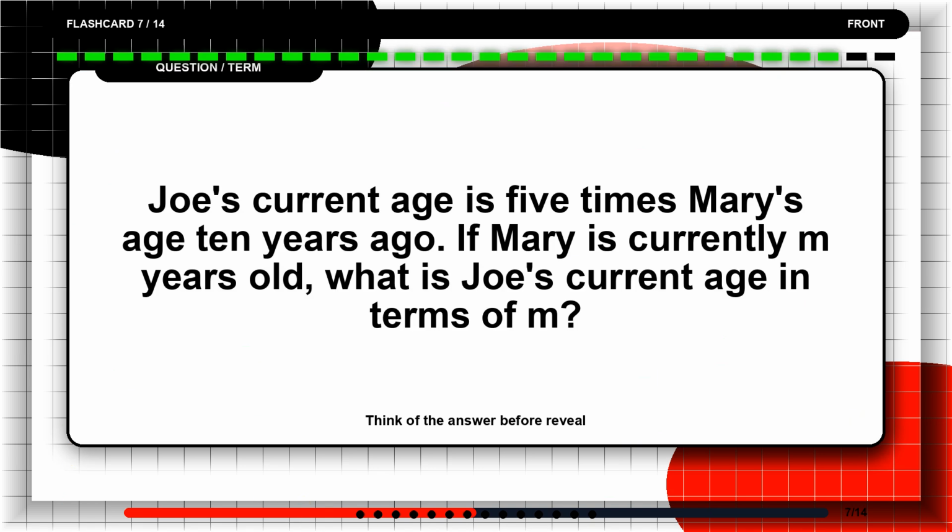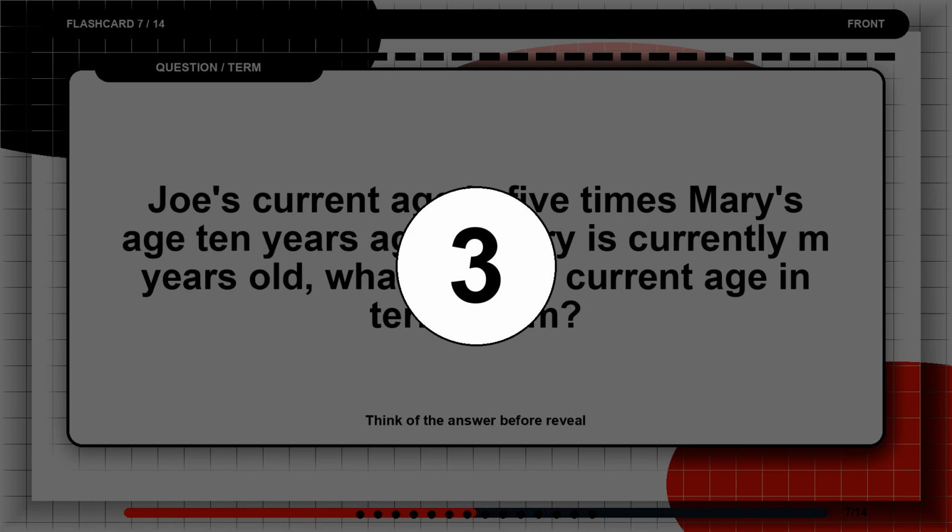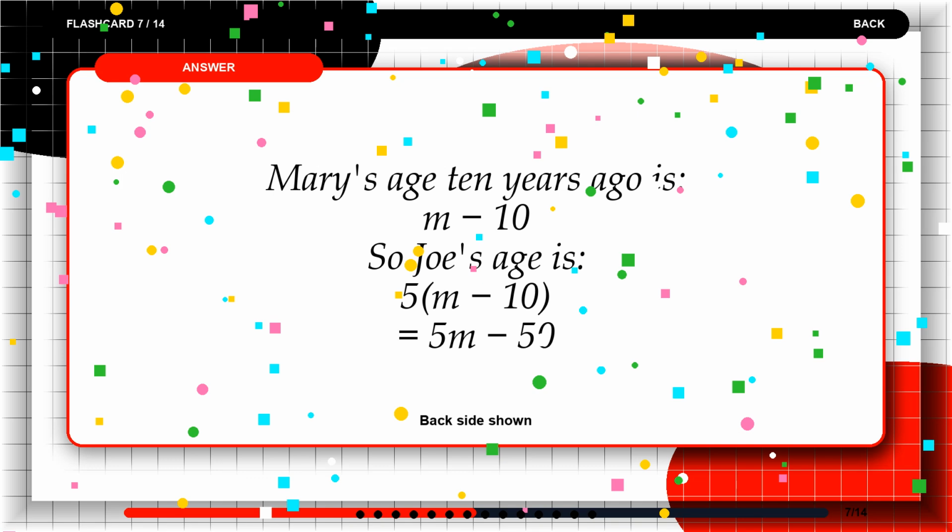Flashcard 7. Joe's current age is 5 times Mary's age 10 years ago. If Mary is currently m years old, what is Joe's current age in terms of m? Pause and think of the answer before the reveal. The answer is: Mary's age 10 years ago is m minus 10, so Joe's age is 5 times (m minus 10) equals 5m minus 50.